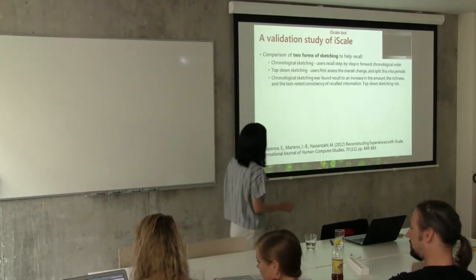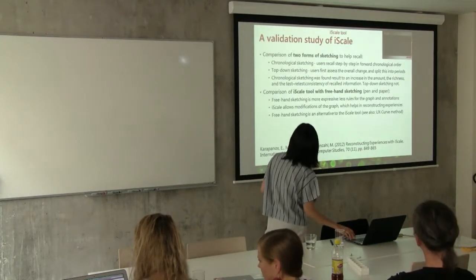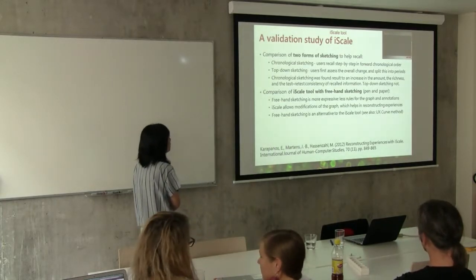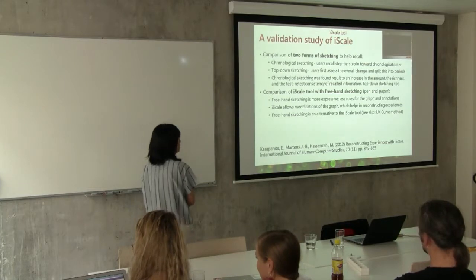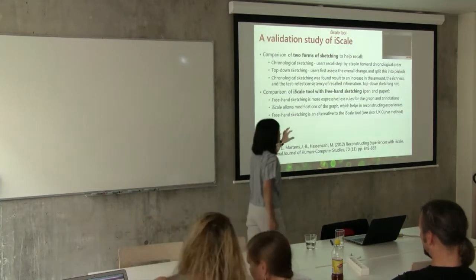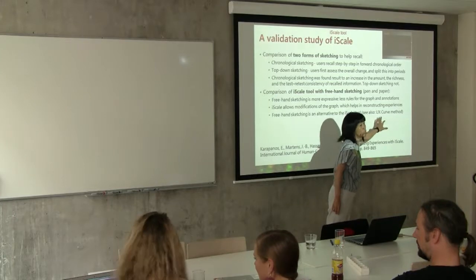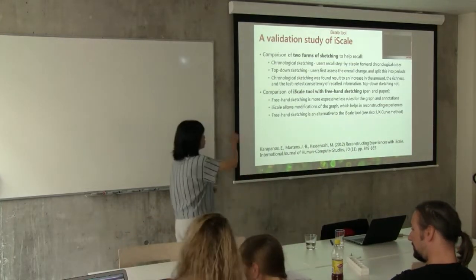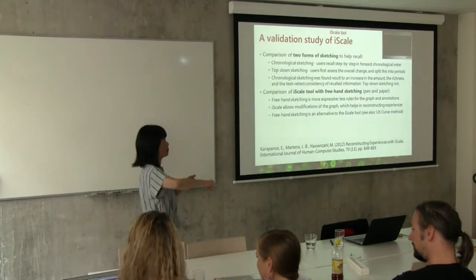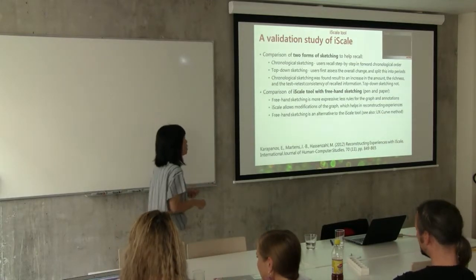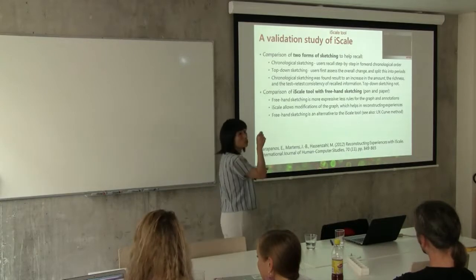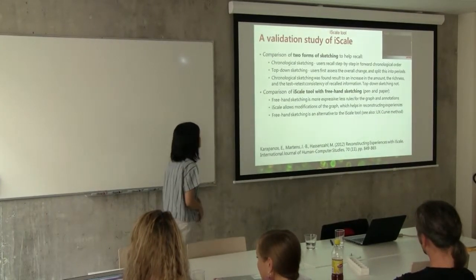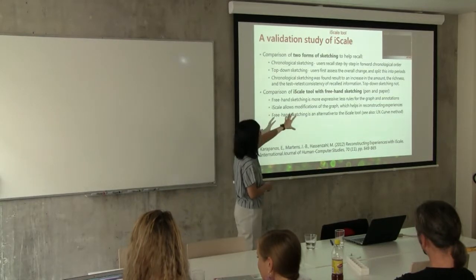So this is the verification study, which also compared iScale with freehand sketching. There is another method very similar to iScale called UX Curve. This is by hand drawing. Just like a curve, you draw how your certain experience or emotion changes, and then you annotate what happened at each rise and drop. So they compared iScale to the freehand sketching.